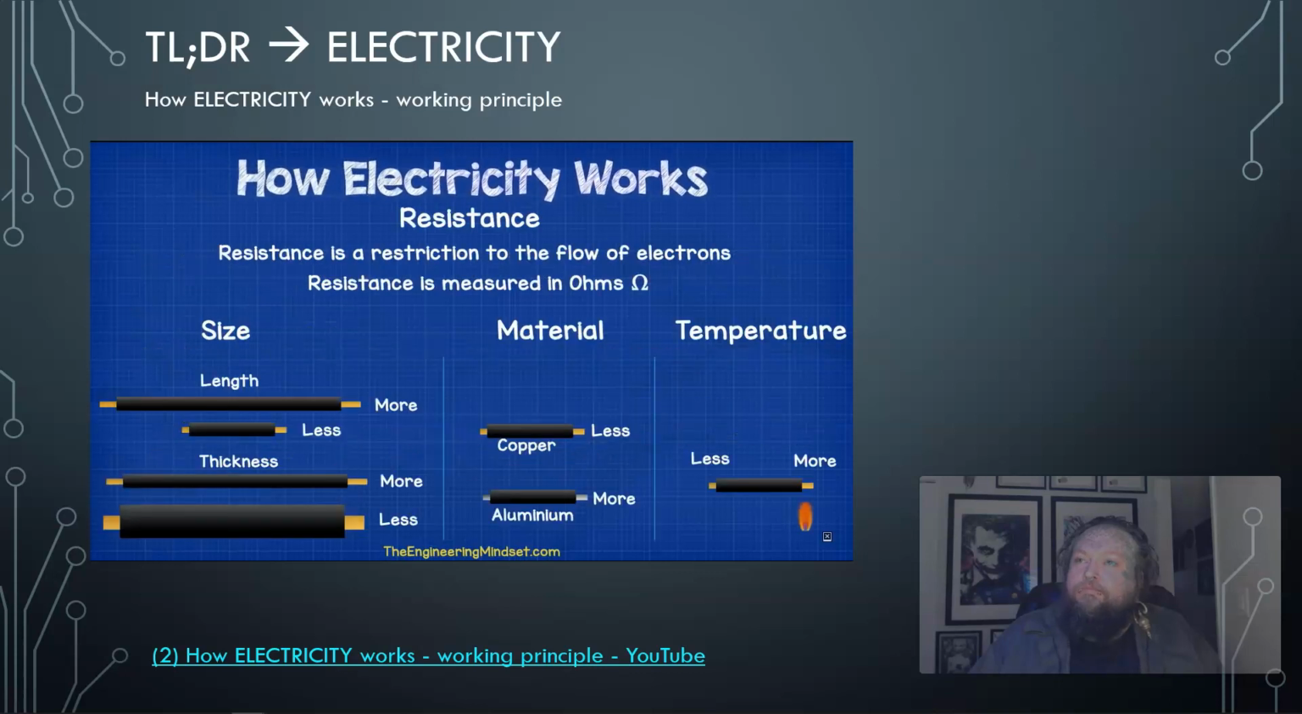Resistance is a restriction to the flow of electrons in a circuit. The wire which carries the electrons will naturally have some resistance. The longer the wire, the greater the resistance. The thicker the wire, the lower the resistance. Resistance to the flow of electrons is different for each material, and the temperature of the material can also change the resistance to the flow of electrons.